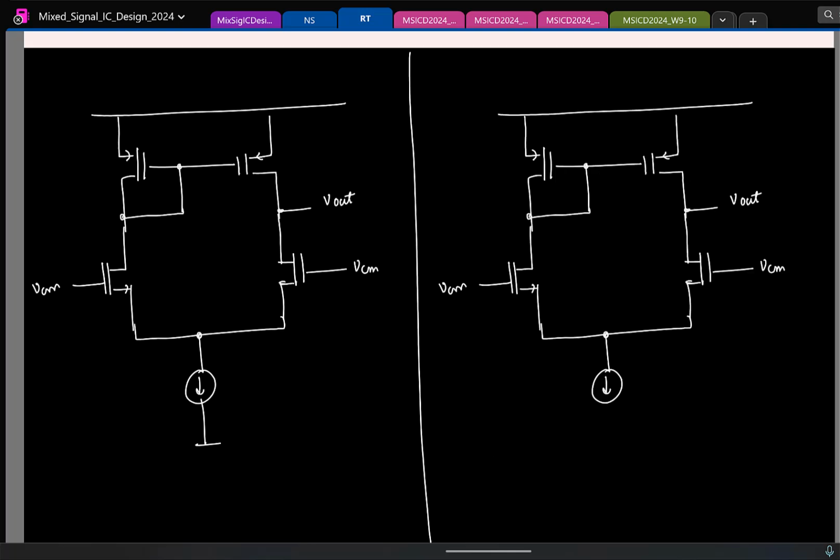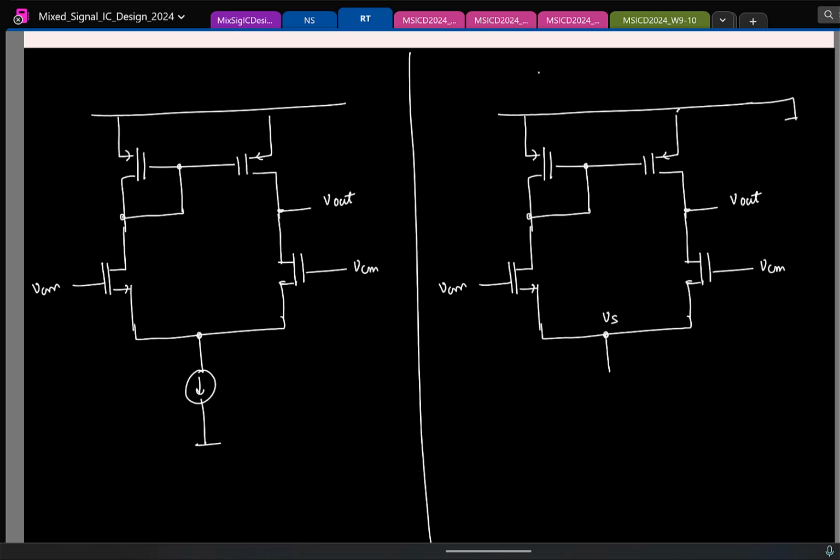So for small signal, the current source is open and the voltage source supply is short. So can you tell me what is the source voltage? Yeah, why? So?